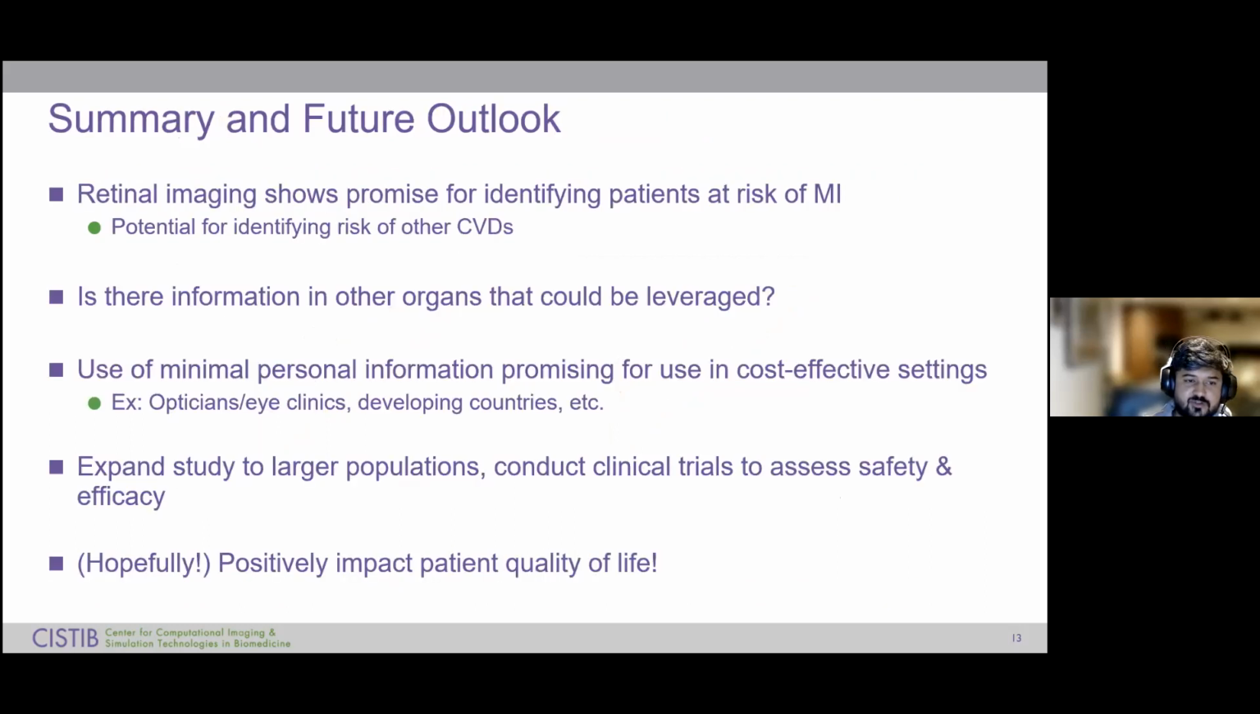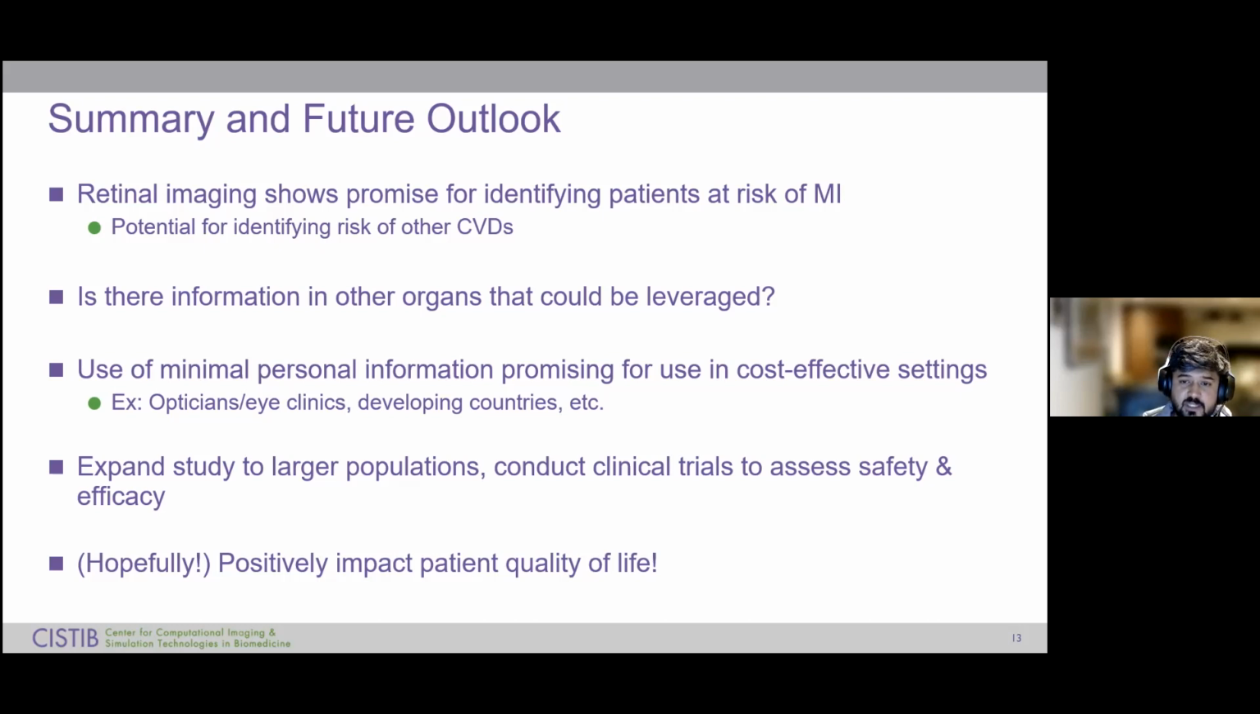So to summarize just this portion of the talk, the points that I'd like to emphasize and for you to take away are that retinal imaging really does show promise for identifying patients not just at risk of future heart attacks, but of developing cardiovascular diseases. And this is something that we are currently exploring with students in our lab. Another interesting question that pops up is, well, if you can use the eye, then are there other organs that you could look at that also provide some complementary information that can tell you something about your heart? And this is certainly the case and is something that we are going to pursue in the near future.